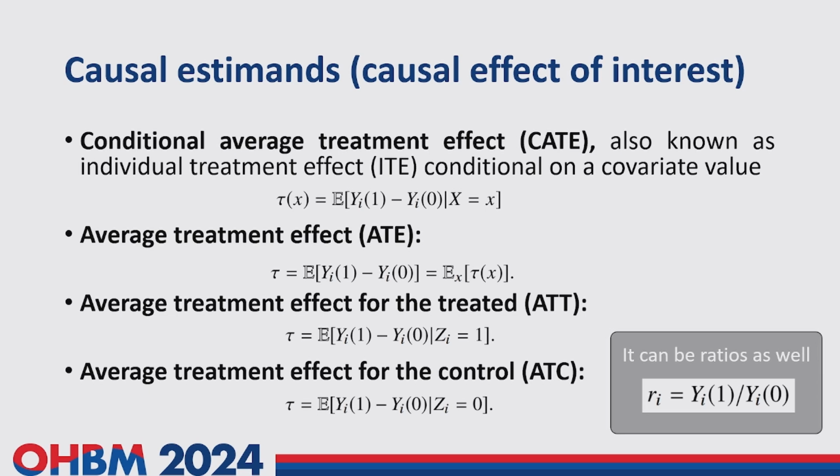Or if you go to the population level, you have the average treatment effect, which is the expectation of the outcome of the subject who takes the treatment minus the outcome of the subject who doesn't take the treatment. You also have ATT, the average treatment effect for the treated, and the treatment effect for the control. And you can also have the ratio effect as well. It's a similar thing to what you learn in statistics.